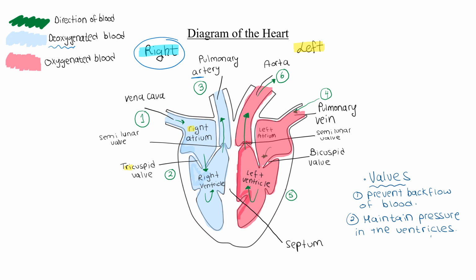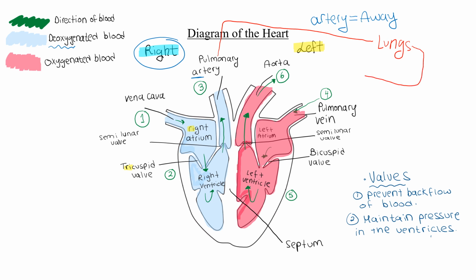Remember that arteries push the blood away from the heart. So artery equals away. Now this blood is going to go through the pulmonary artery and into the lungs. So let's just do that. Here are our lungs. And then they will get oxygenated.